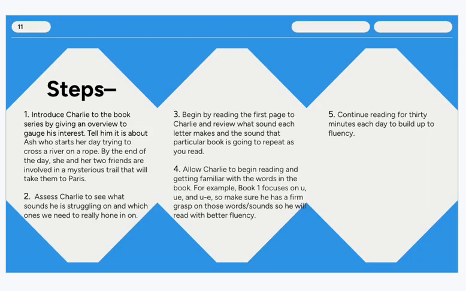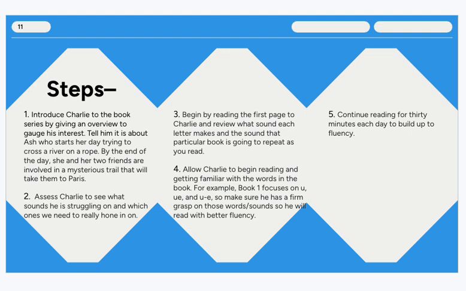So the steps we would take would be: step 1, introduce Charlie to the book series by giving him an overview to see where his interest is in it. So the overview of these books is: Ash starts her day trying to cross a river on a rope. By the end of the day, she and her 2 friends are involved in a mysterious trail that will take them to Paris. What I've noticed is that most kids love a good mystery, and especially with a lot of adventure in there. So hopefully that will pique Charlie's interest.